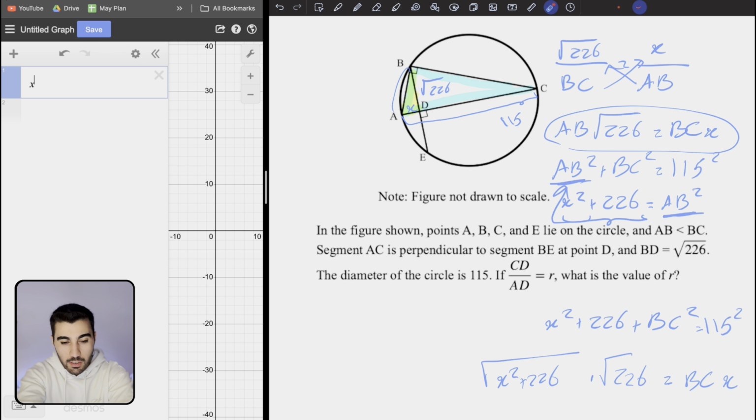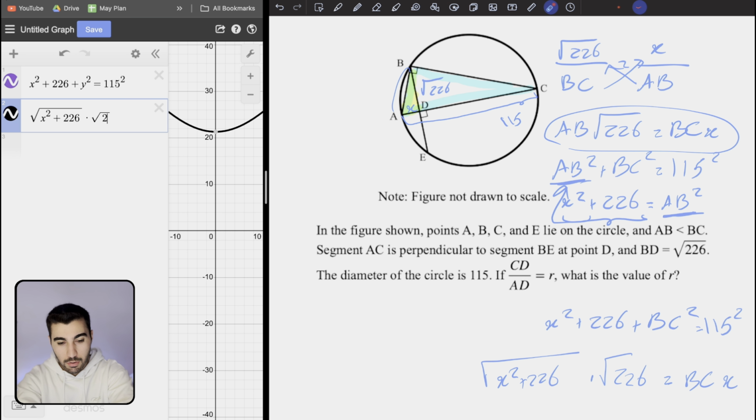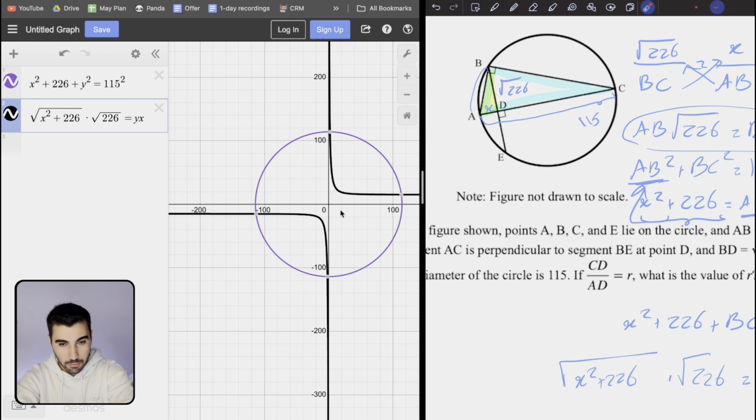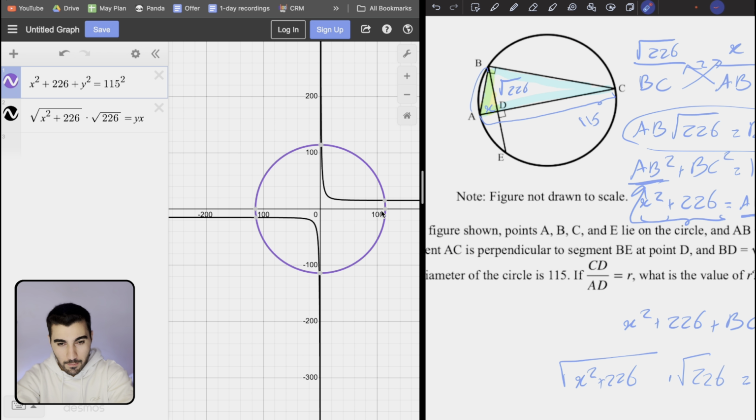So I'm going to put the first equation, x squared plus 226 plus y squared because of BC squared equals 115 square, right? And the second one, we have to put root of x squared plus 226 times root 226 equals y times x. So let's zoom out and see what we have here. What are the solutions? The x-intercepts are going to be the solutions, right?